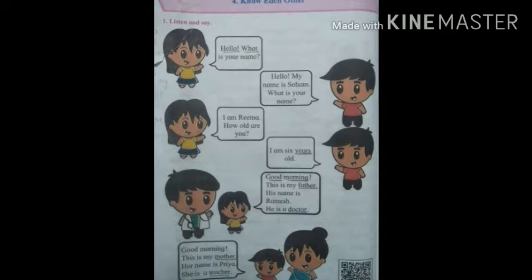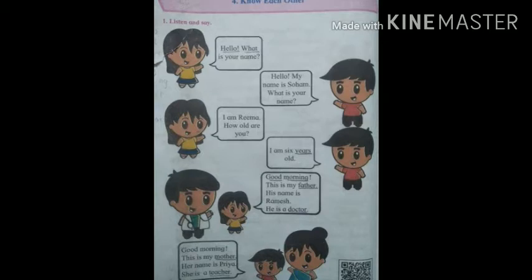Okay, now the girl is saying, "Good morning, this is my father." Now she is showing her father to the boy and she is saying, "Good morning, this is my father. His name is Ramesh." Whenever we are talking about ourselves, we use I. Whenever we are talking about others, we will say his or her like this. So she is saying that his name is Ramesh and he is a doctor.